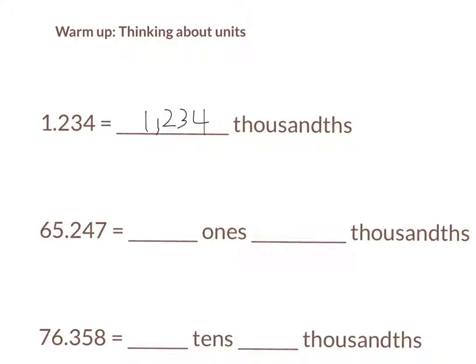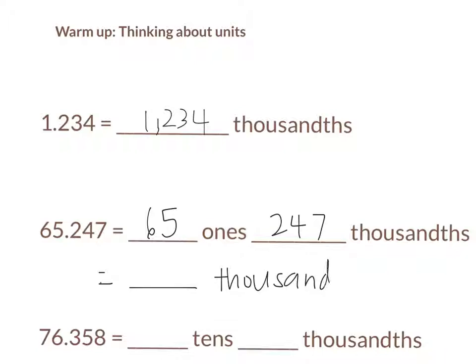Now if I had this number, 65.247, I could say that's how many ones and how many thousandths. Kish? You can say that's 65 ones and 247 thousandths. Now what if I wanted to name that same number only using thousandths? No more ones. I want to say the whole thing just using thousandths. How many thousandths do I have, Supan? 65,247. Very good. Okay, interesting.